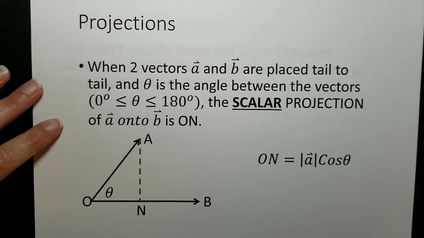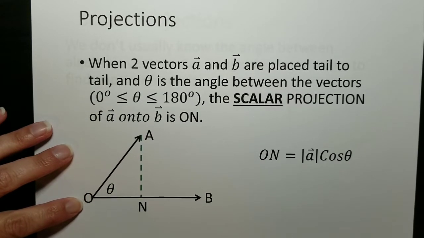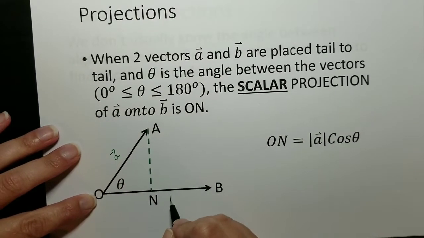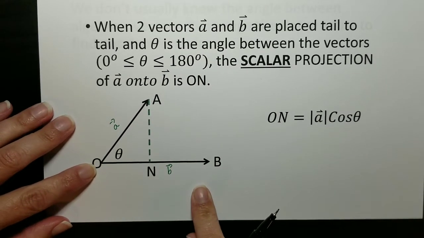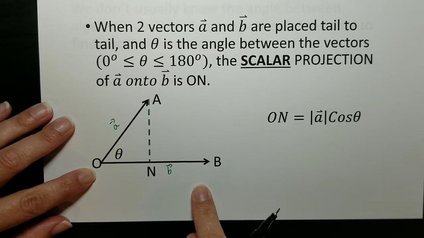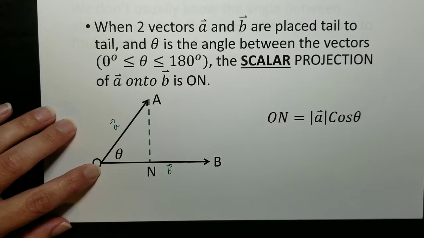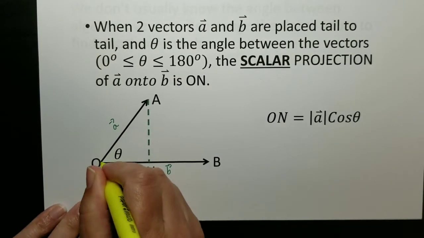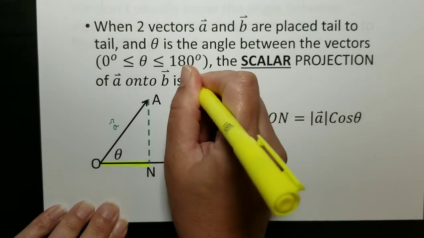So here we've got 2 vectors A and B, and they're placed tail to tail and we've got an angle theta between them. So that's vector A and that's vector B. The scalar projection of A onto B is ON. And I'm just going to use a highlighter. So from point O to point N, so it's this distance here. Okay.